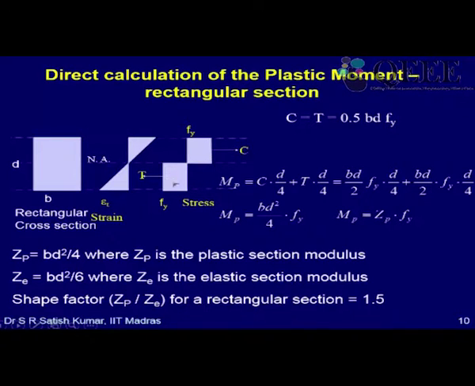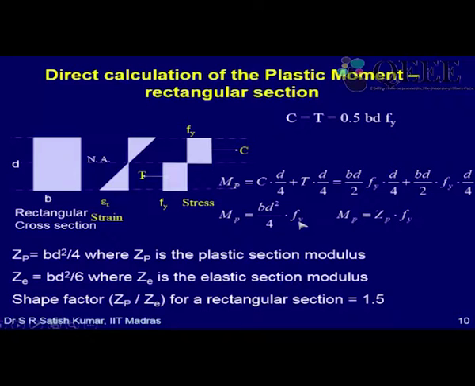So that is my C value or T value, and C will act at the CG of the upper area, which is at D by 4 from the neutral axis, and T will act at the CG of the lower area, which is at D by 4 from here. So multiplying these two, we get MP as BD square by 4 into Fy.